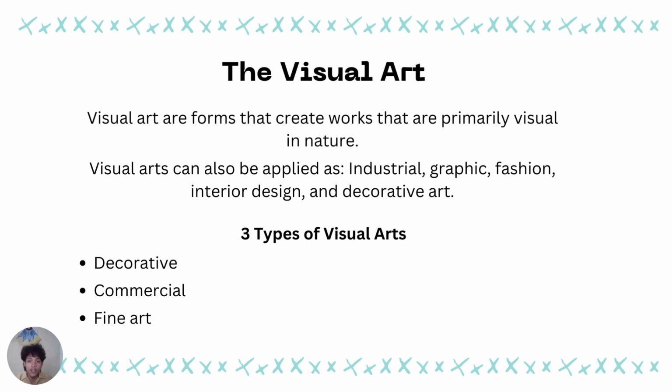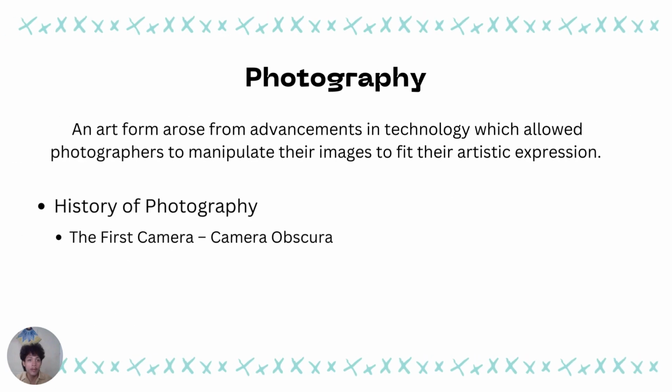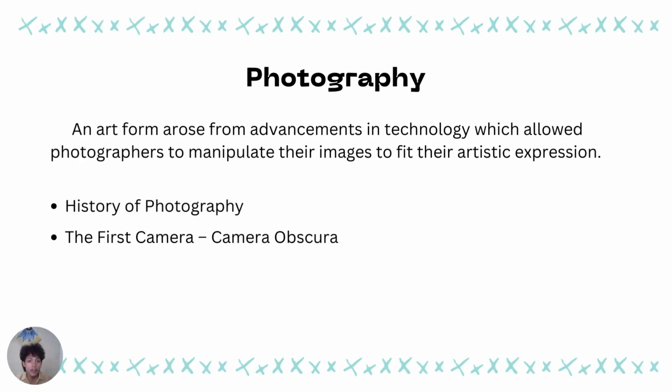Some examples of visual arts are painting, drawing, printmaking, sculpture, ceramics, photography, video, filmmaking, design, crafts, and architecture. Next topic is photography. Photography is an art form that arose from advancements in technology which allowed photographers to manipulate their images to fit their artistic expression. History of photography.